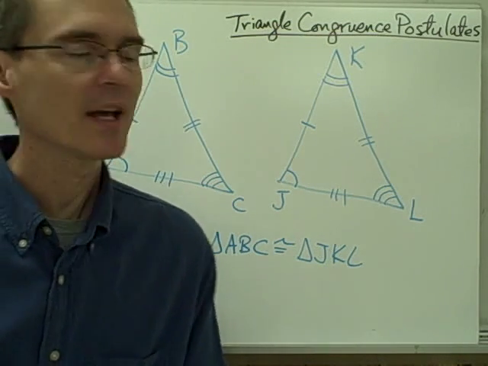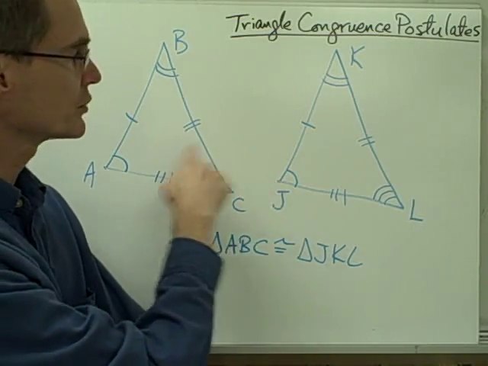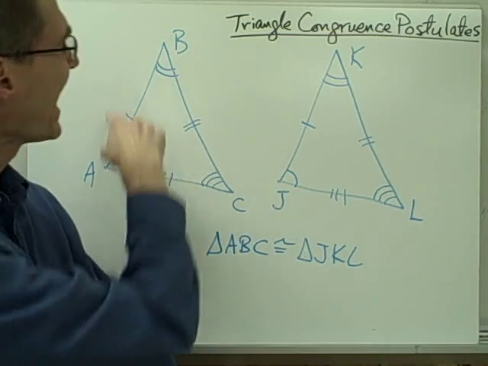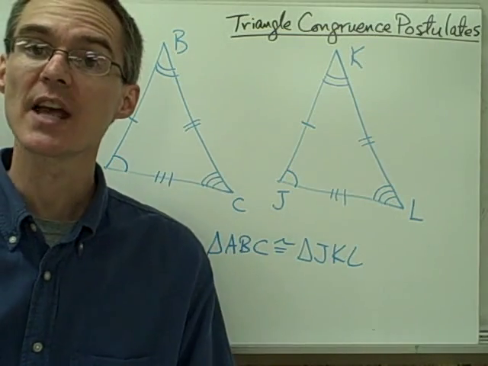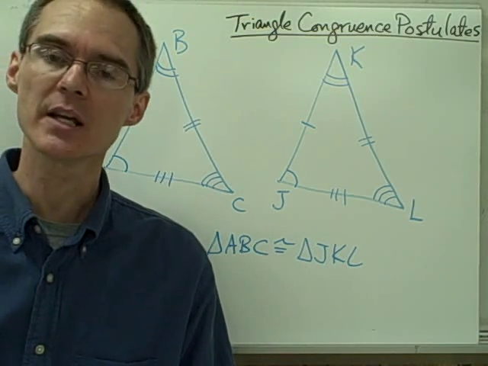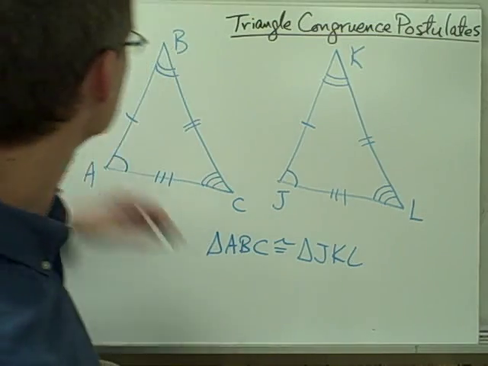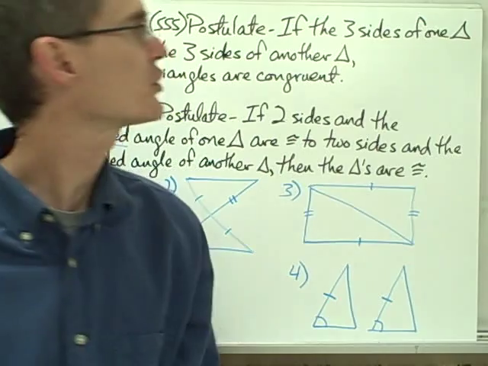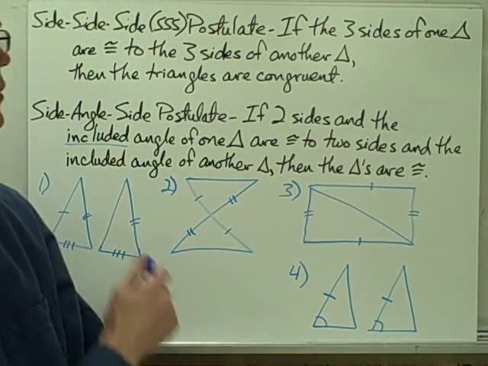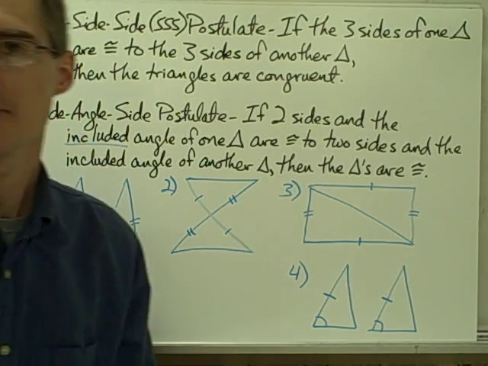Well, it turns out that you don't actually have to know that every single side of one triangle is congruent to every single side, and that every single angle is congruent to every single angle. It turns out if you just have some of that information, then you can sometimes say that the two triangles are congruent. And that's what the triangle congruence postulates are about. So the first two of the triangle congruence postulates are called the side-side-side postulate and the side-angle-side postulate.